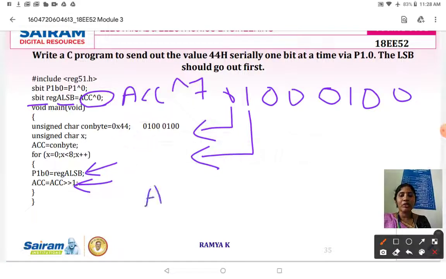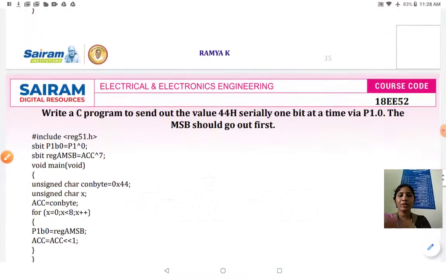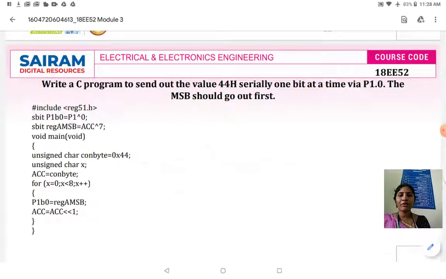So for that, one more instruction we need to give is ACC = ACC << 1. I need to shift left once. So instead of these 2 lines, if you change like this, you can transfer the same data 44 with MSB as the first data entering port 1.0. This is one difference. That program I have shown over here.